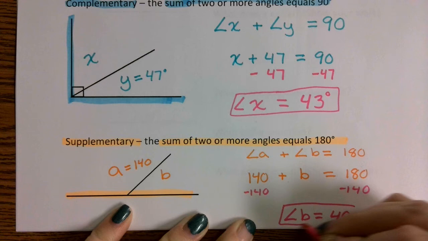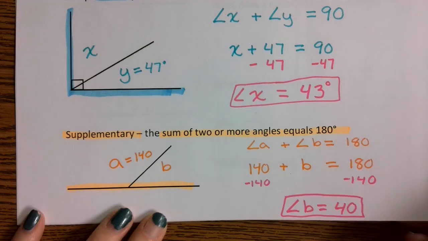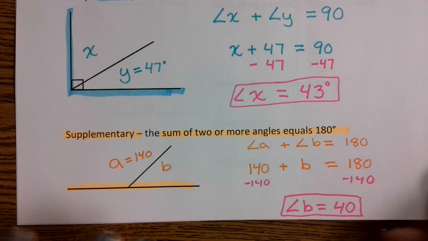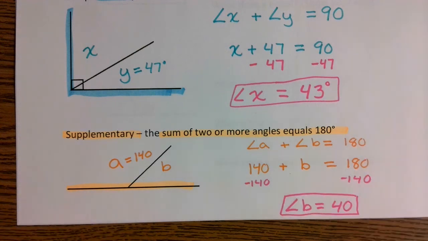Angle B is going to be set equal to 40. Okay, let's do the last one real quick on the next page, the vertical angles. Remember, vertical angles were congruent. What does congruent mean again, guys? What did congruent mean? Equal. Congruent meant that it was equal.